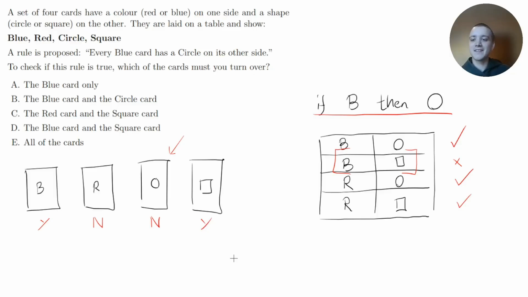So that's telling us that we have to turn over the blue card and the square card, which means that the answer is option D.